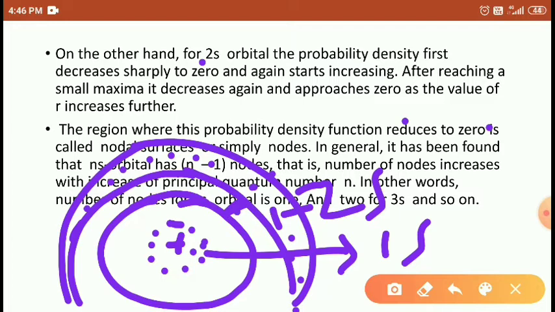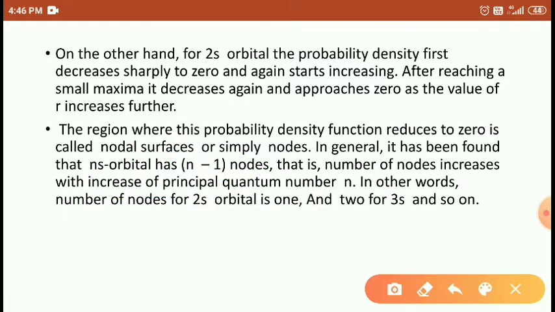In this node, there is no availability of electrons. It means there is a gap between the 1s and 2s. That is what we call a node or nodal surface. Right, students? But in the case of the 3s orbital, there are two nodes. 1s has no node in this count, 2s has one node, and 3s has two nodes.